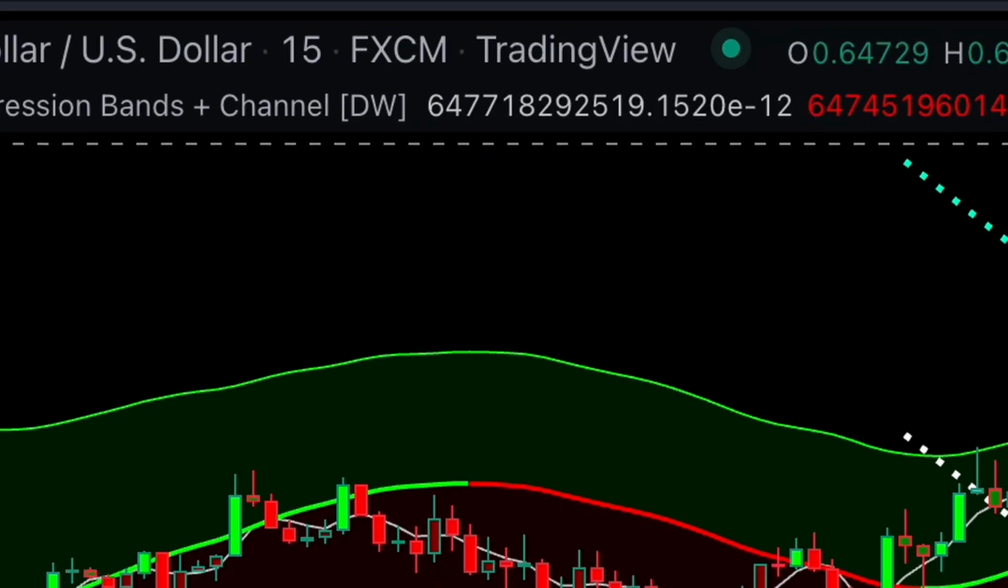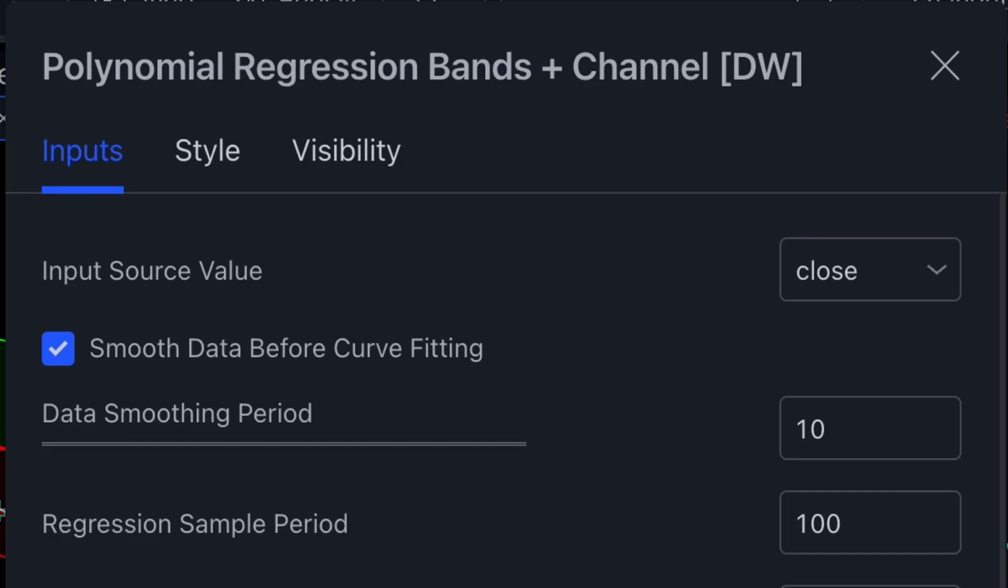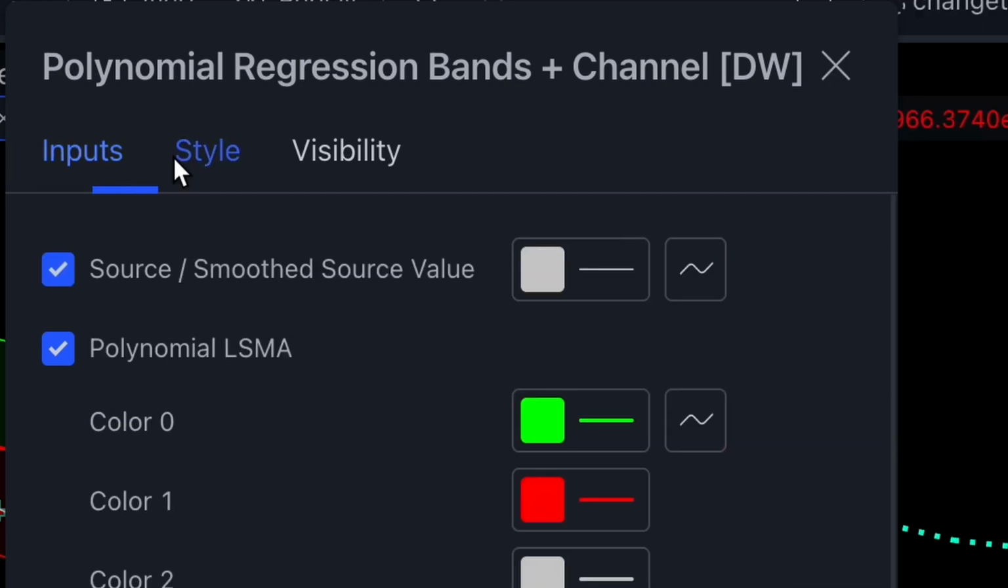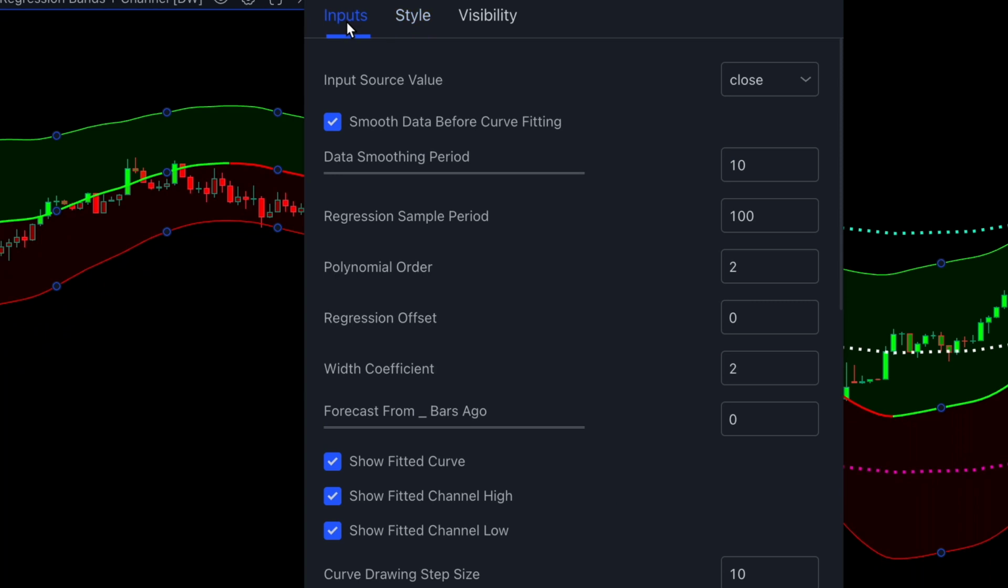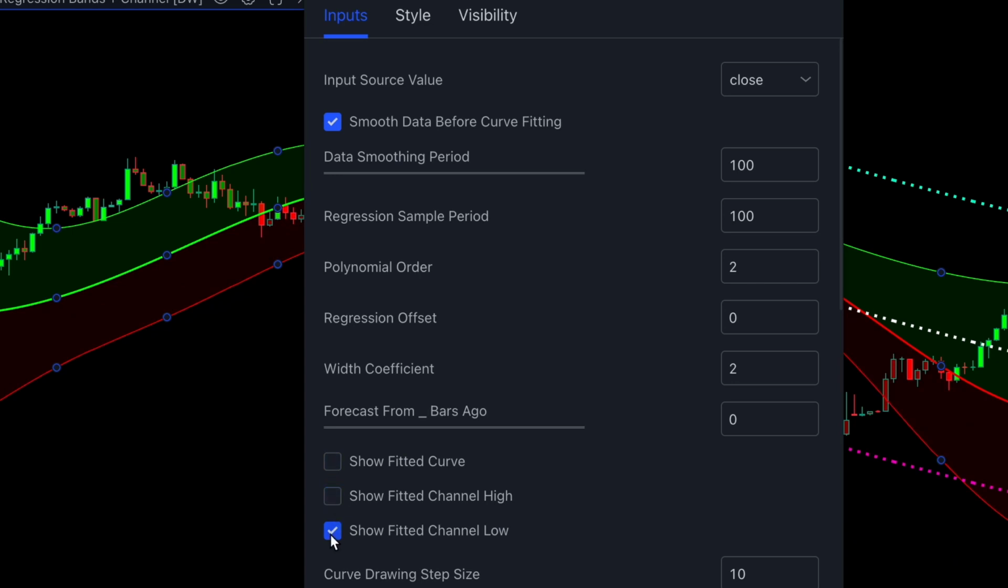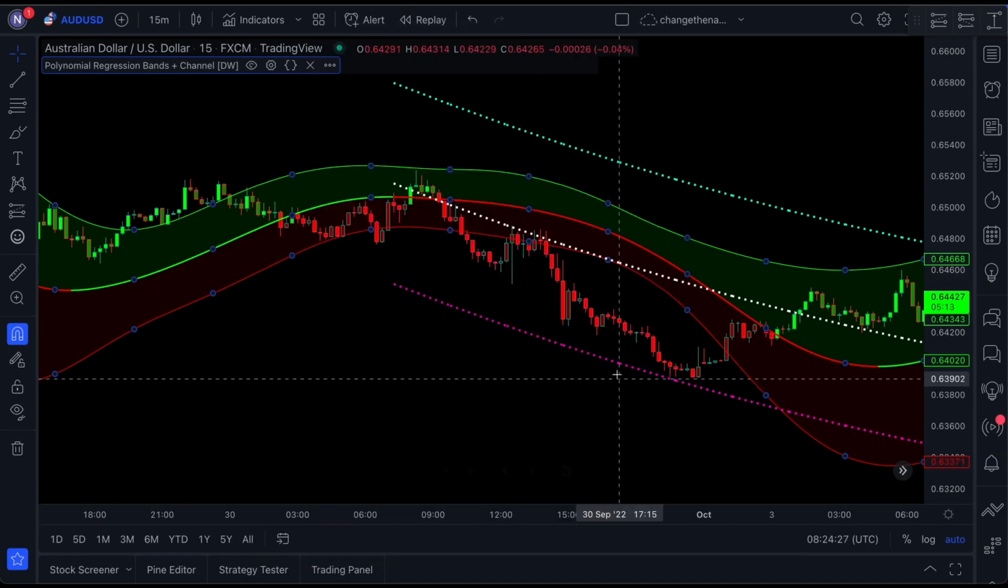So, accessing the indicator's settings by navigating to its settings icon, we can head over to the Style tab and get rid of the source and smooth source value. Then moving over to the input section and change the data smoothing period from 10 to 100, then uncheck the following options. Now, once the smoothing period is changed to 100, you will notice the indicator is much smoother.